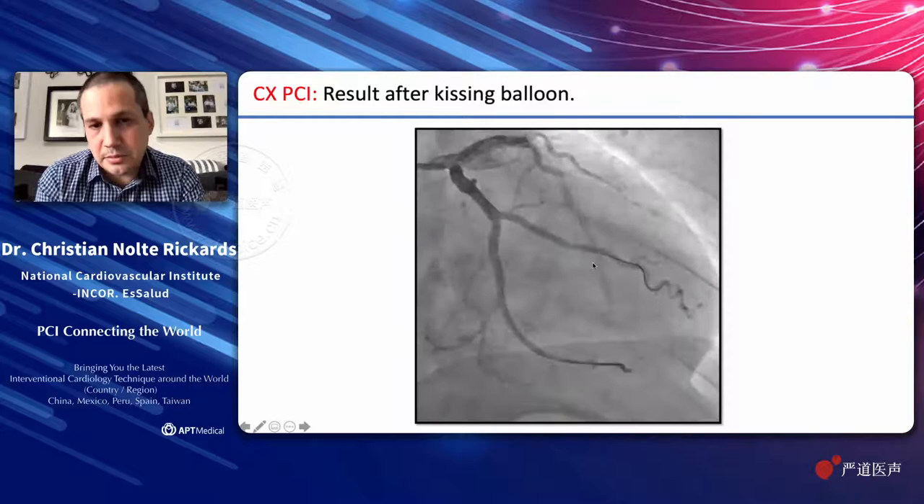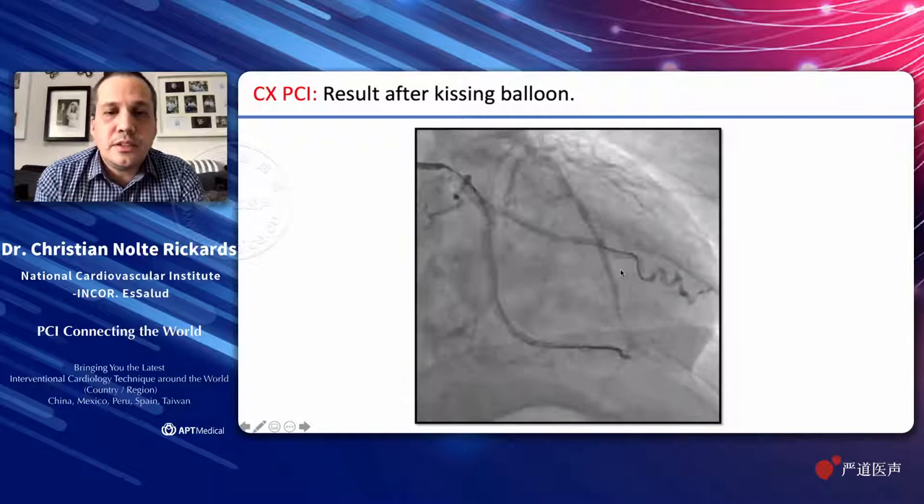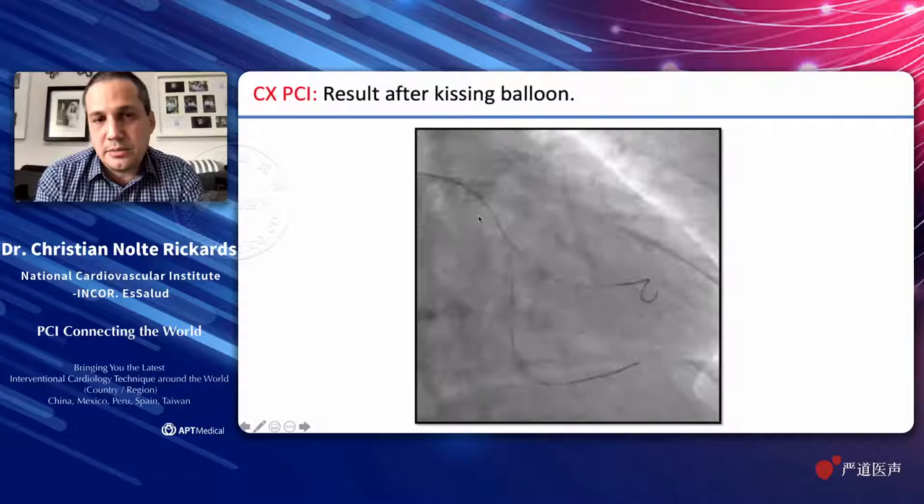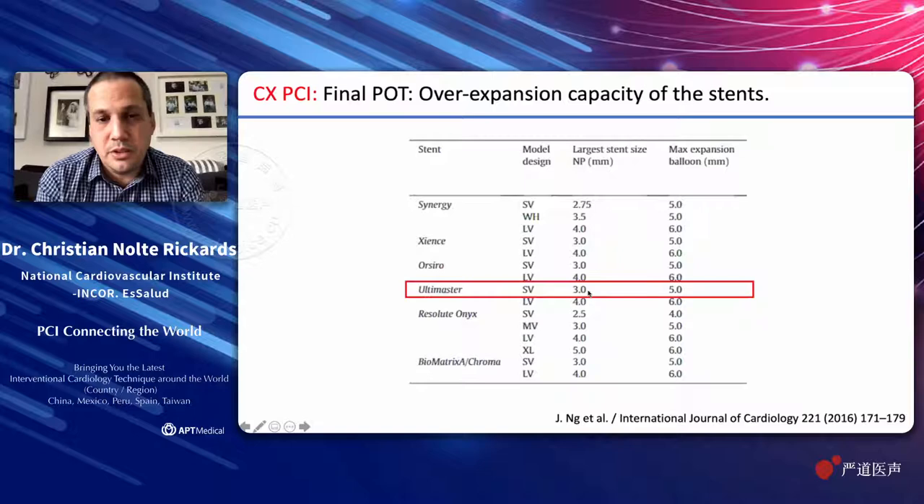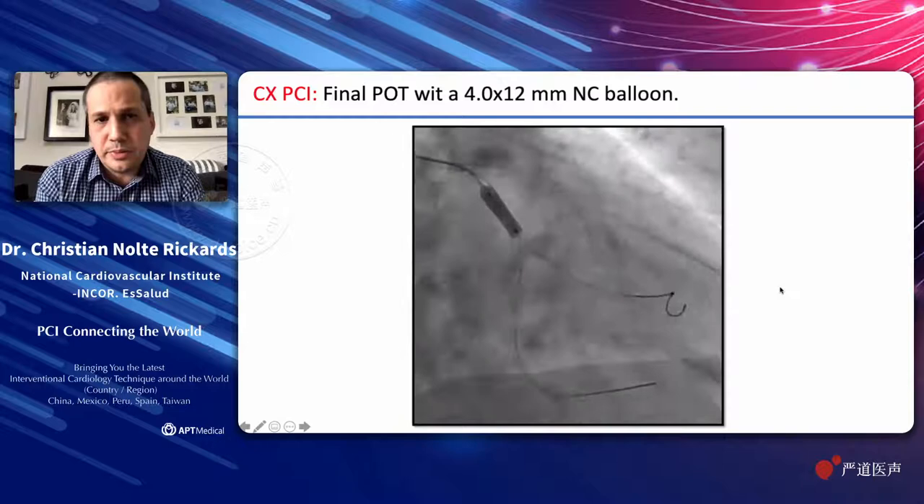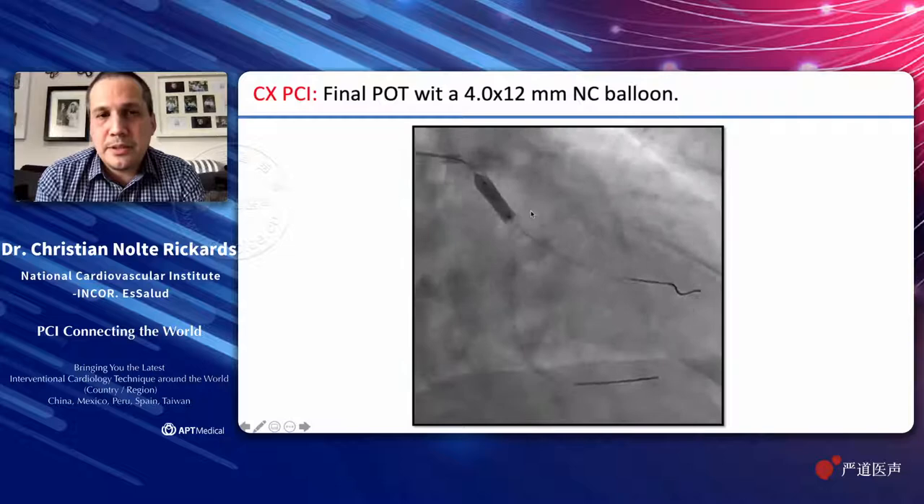in the distal circumflex. We have good results in the first marginal. And then we had to do the final POT with a much bigger balloon, just to remember the overexpansion capacity of the stents. Using the OT Master 3.0 stent, we could expand it a little bit, up to a 5.0 balloon. So what we did is we used a 4.0 by 12 millimeter non-compliant balloon to expand the proximal part as a final POT. And this is our final result.